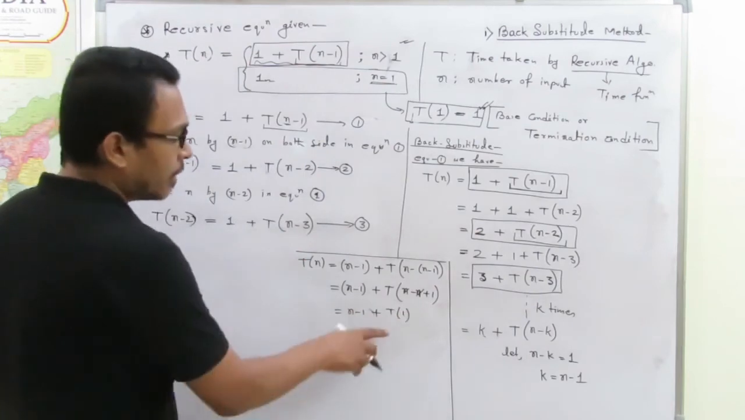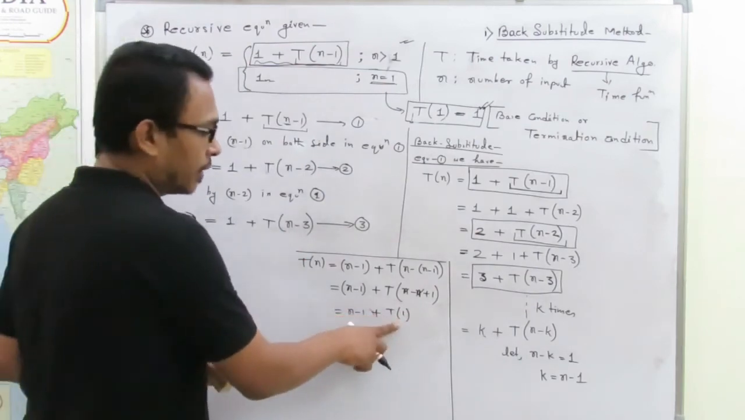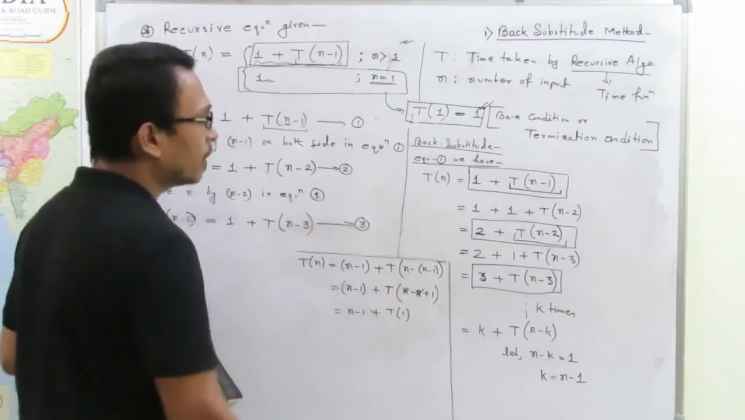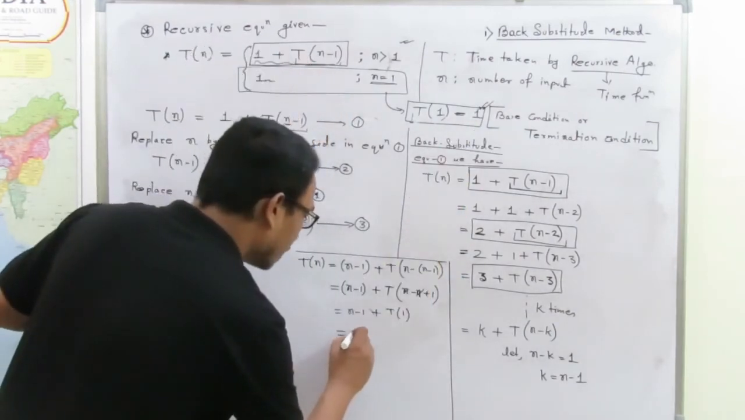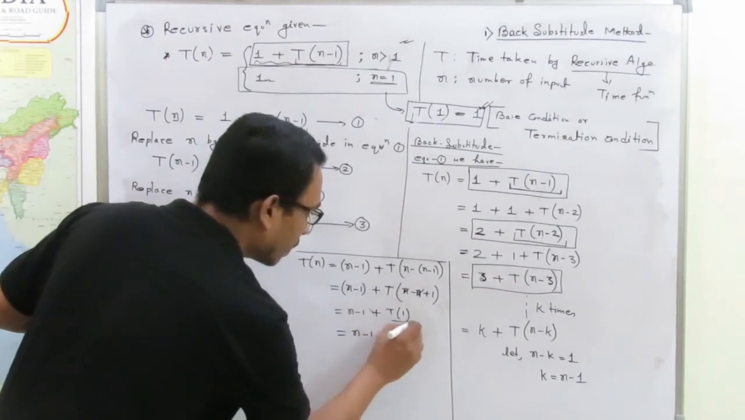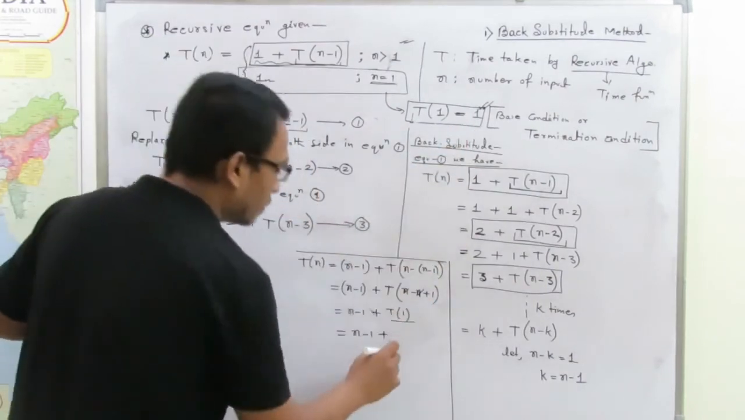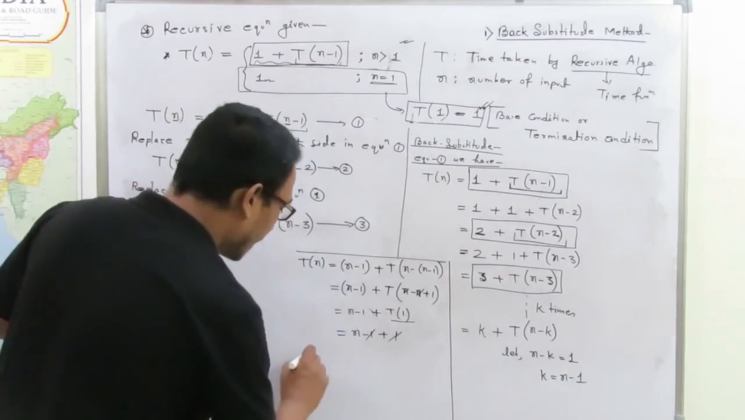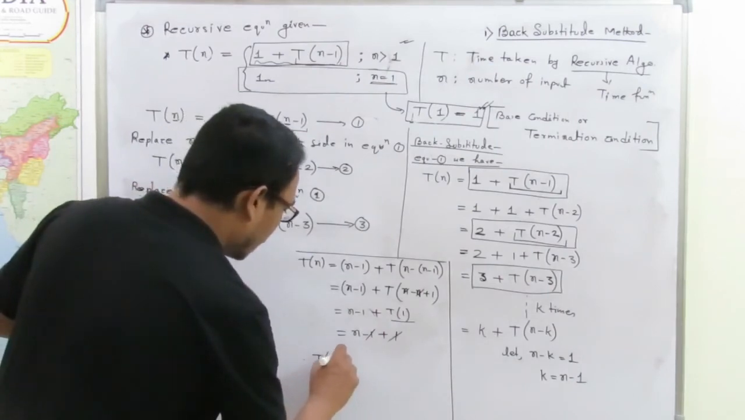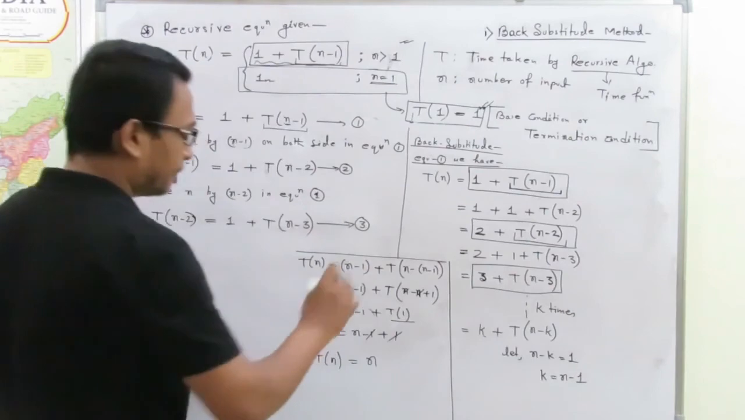Now look here. Now we have reached t of 1. So what is the value of t of 1? t of 1 is 1 only. So we can replace t of 1 with 1. So we get n minus 1 plus 1, and now the 1s cancel. So we will get t of n is n.